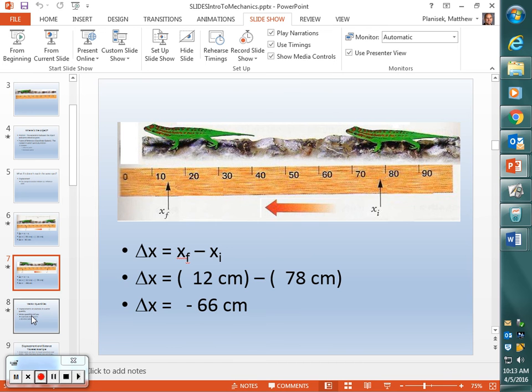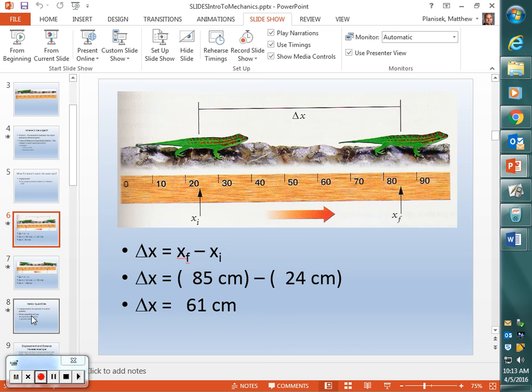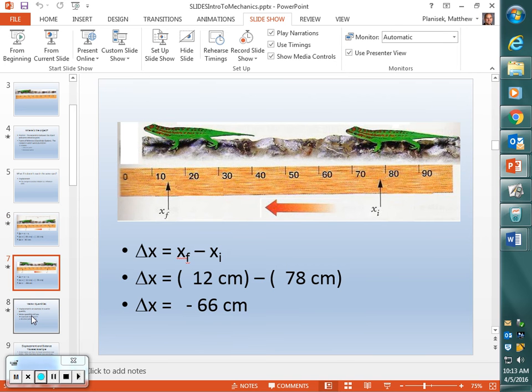Here's a negative 66 displacement. Here is a positive 61 displacement. Which displacement is bigger? Negative 66 is bigger than positive 61. The positive sign and the negative sign don't tell us anything about how big something is. It only tells us which direction. Keep that in mind as we go forward because we're going to run into more vector quantities later today. Good with this so far?